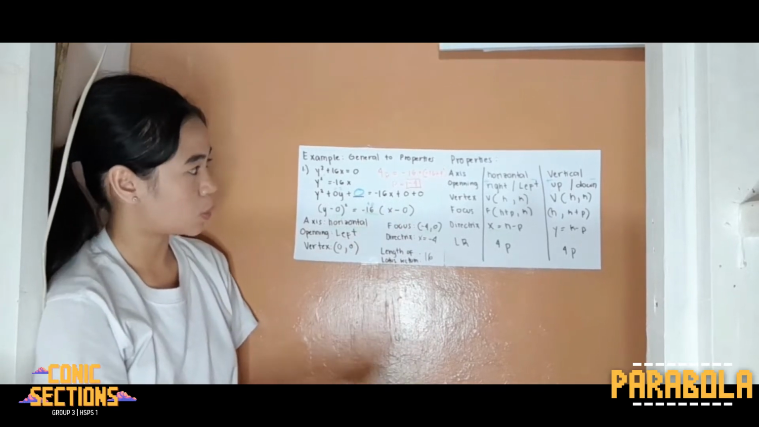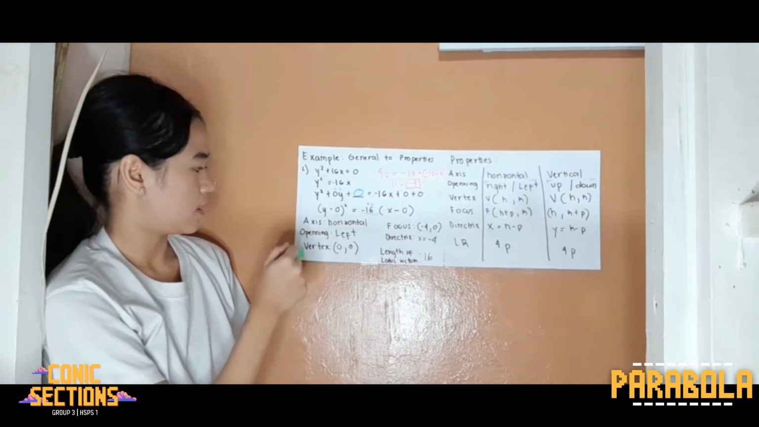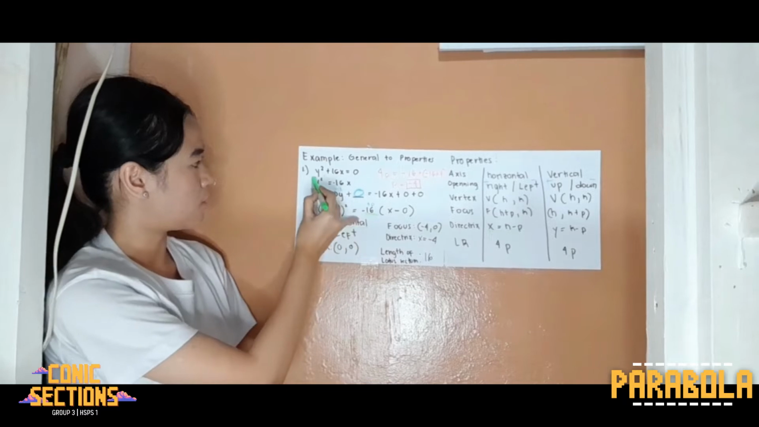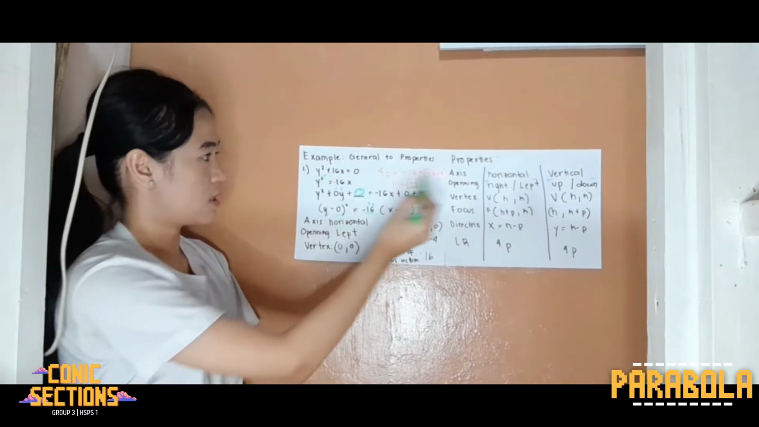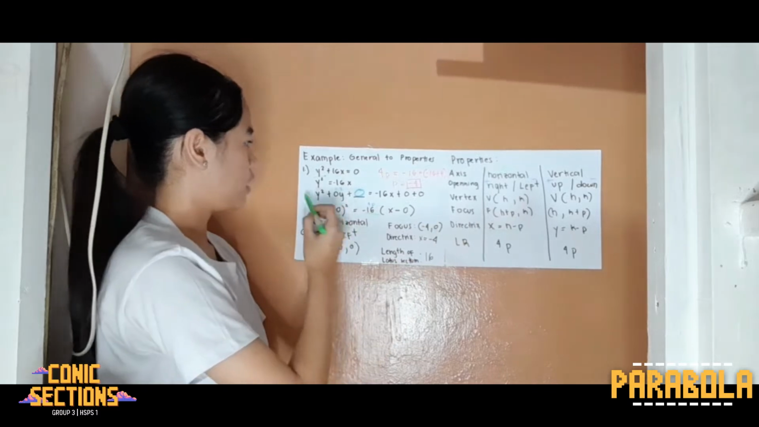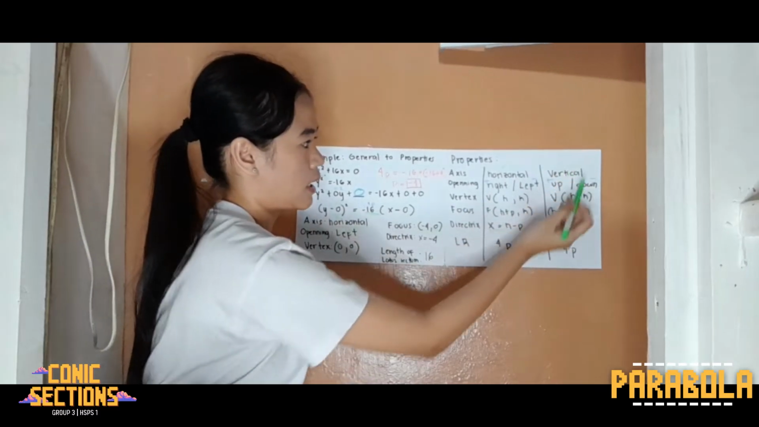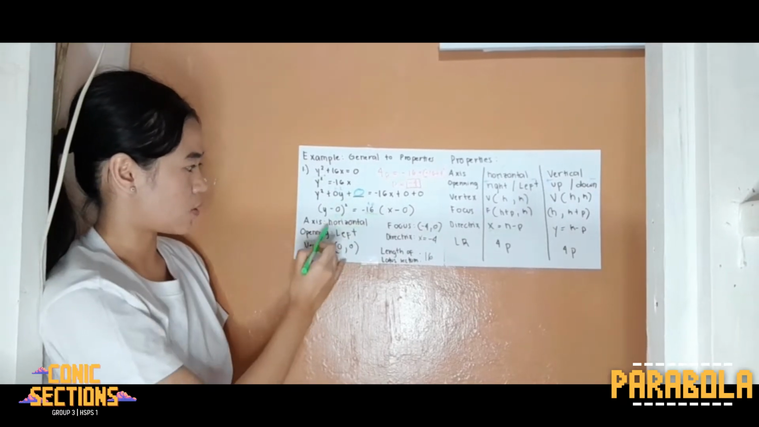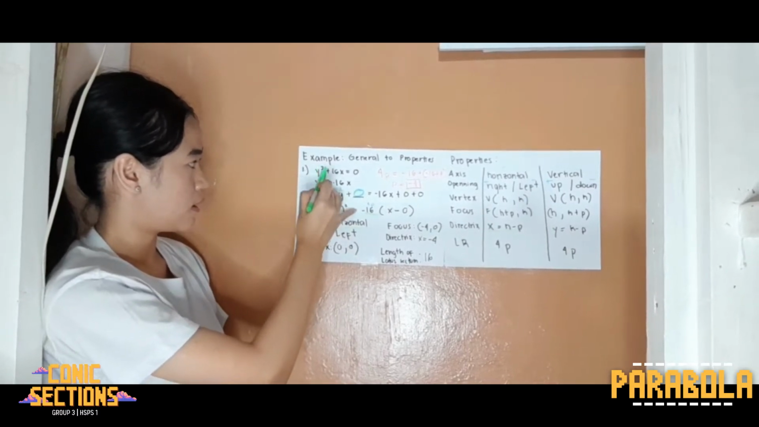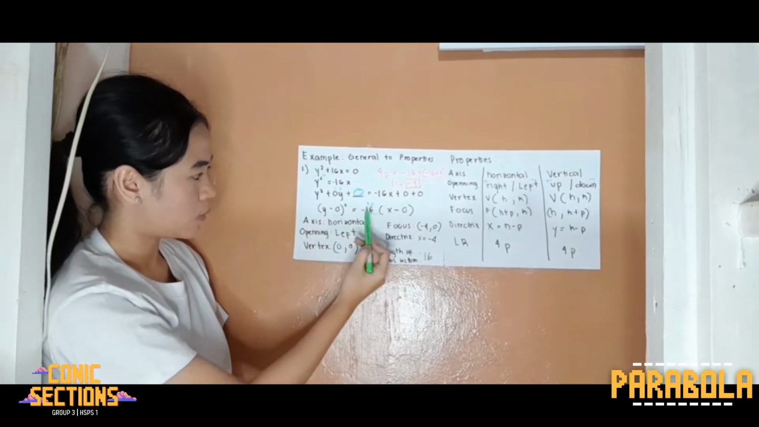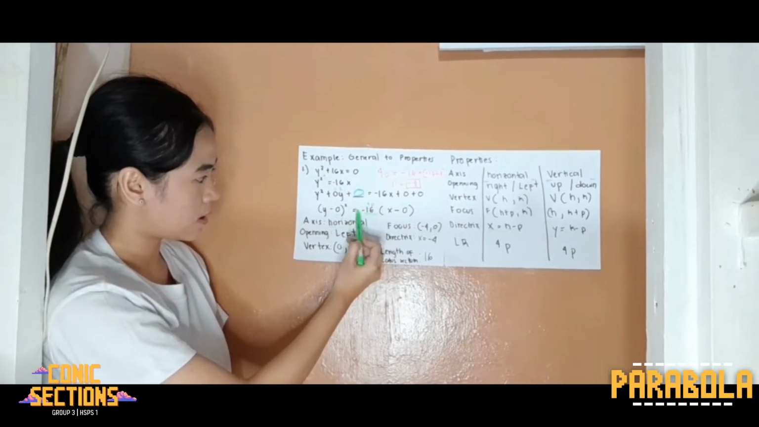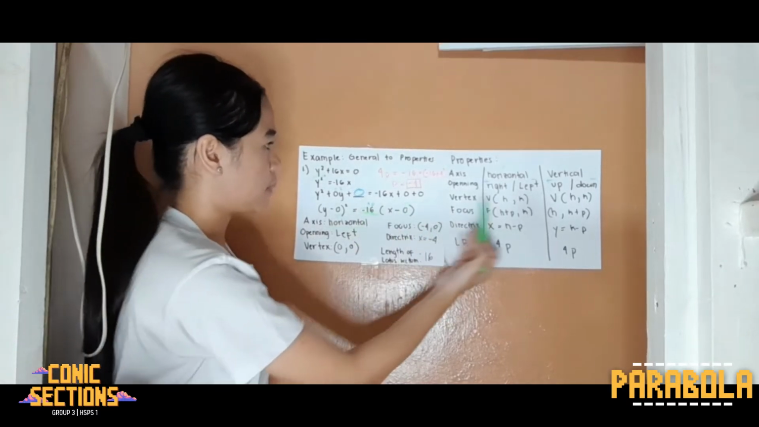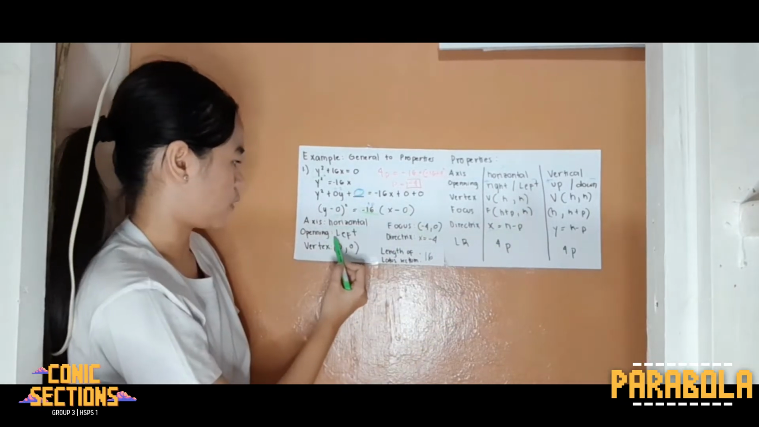Next, we are going to solve for the properties. For the axis, we just need to look at this. If it is y squared, then it is horizontal. If it is x squared, then it is vertical. So the axis of this example is horizontal because it is y squared. For the opening, we just need to look at the sign of your 4p. If it is negative, refer to the table. Negative is left opening. So it is left.